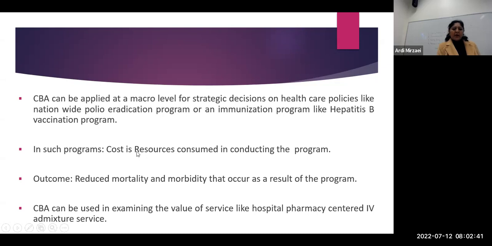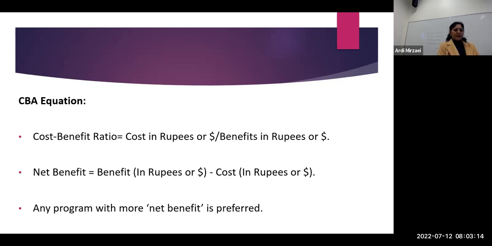So here, the cost is the resources consumed in conducting the program, and the outcome is reduced mortality and morbidity that can occur as a result of the program. And CBA can also be used in examining the value of services like a hospital pharmacy-centered IV admixture service. So if a hospital wants to start an IV admixture unit, what is the cost of starting this unit and what would be the benefit of this unit? And is it beneficial? So that can be calculated.